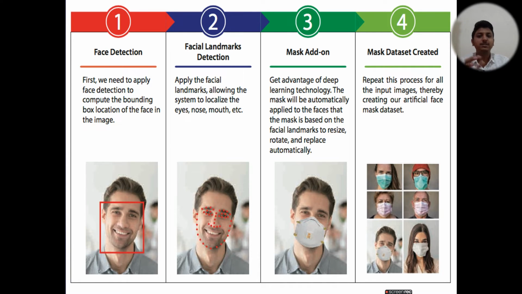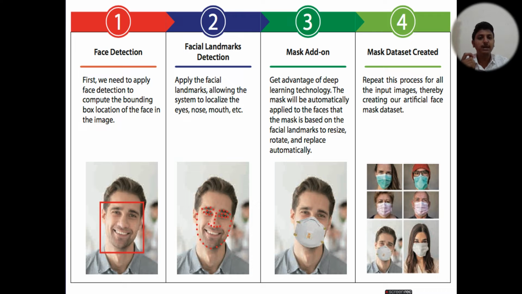Now, here are 4 steps of how we can detect a face. First, we need to apply face detection to compute the bounding box location of the face in the image. Here you can see that the face of the person is detected by a square boundary formed around his face. The second one is facial landmarks detection. Apply the facial landmarks, allowing the system to locate the eyes, nose, mouth, etc. Here facial landmarks means the eyes, nose, mouth, and all the organs which can be detected by the face detection method, or we can say the application which we have created using AI.